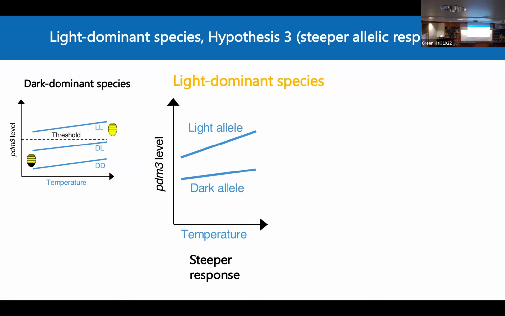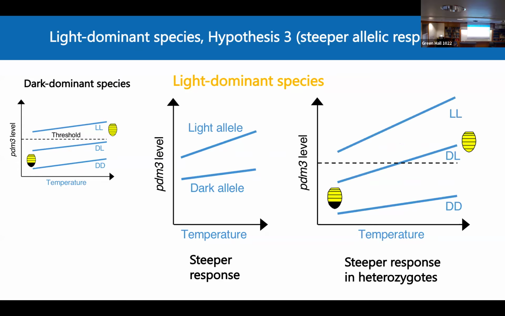And hypothesis three assumes that the allelic response to temperature is different from the dark dominant species. In that case, the expression level has a steeper response to temperature compared to the dark dominant species. And in this case, it's also possible to explain why the phenotype can be discrete, because the expression level can span the threshold by having a steeper response to temperature.